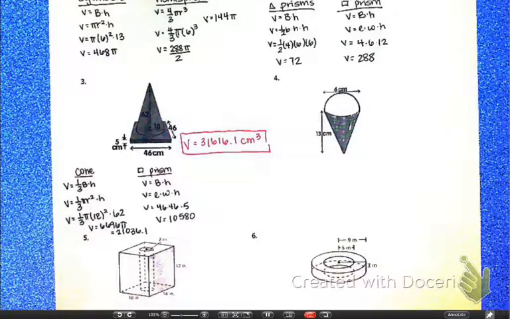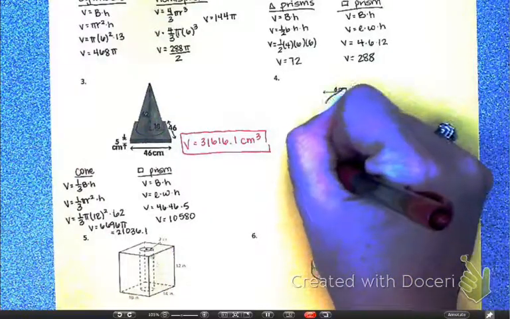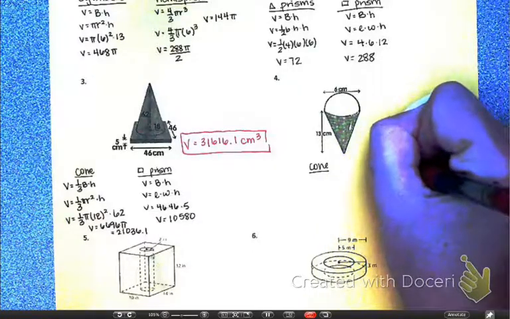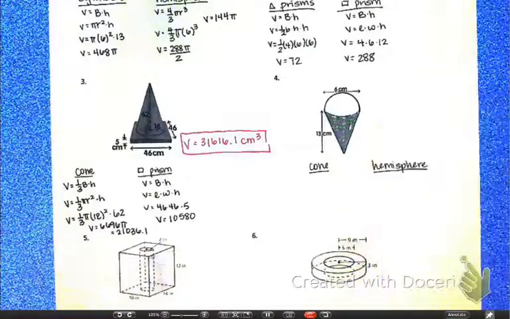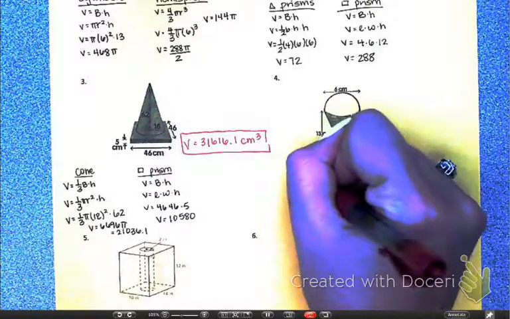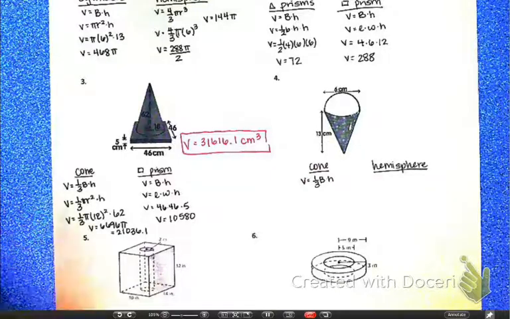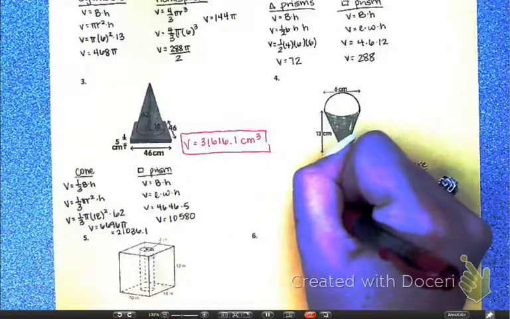What are my two figures? A cone and a hemisphere, which is an ice cream cone. So a cone and a hemisphere. General formula for a cone is 1/3 base area times height. And what do I replace base area with? Pi r squared.